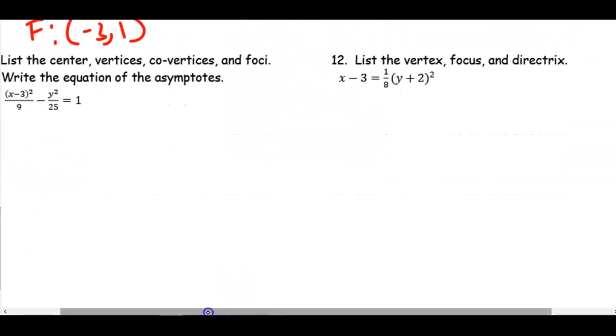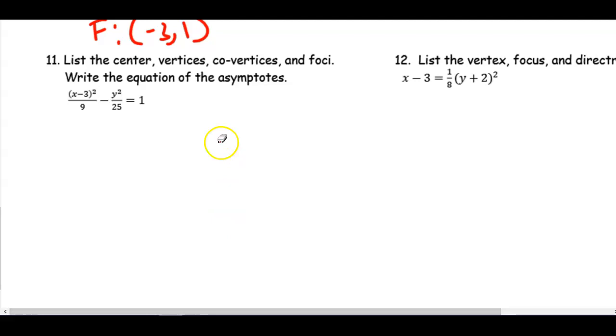Alright, more conics. Number 11. Let's find the center, vertices, covertices, foci, and the equation of the asymptote. So, first of all, this is a hyperbola because of a minus. And x came first right there. So when x comes first, that tells us that we have a horizontal hyperbola.